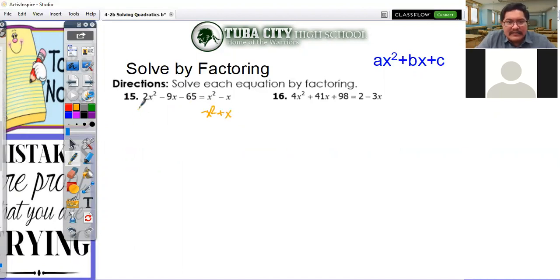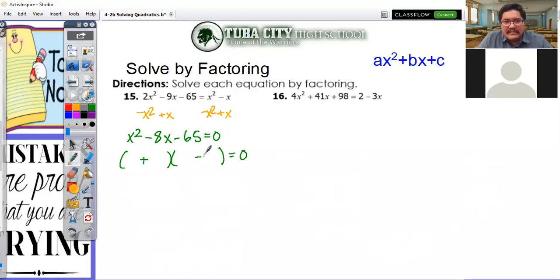All right, so like I said, I'm just going to go ahead and continue. And I'm going to go through this one a little bit faster. So I have to minus x squared and add x to both sides. Okay, now let's go ahead and get both of these. And let's see. Okay, so looking at our sign here, because I need two numbers that will multiply to -65, this means that they are going to have one positive and one negative.